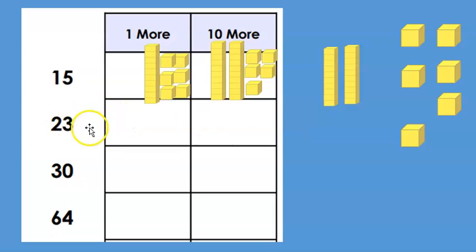Now you're going to do now this one by yourself. You're going to have to draw these out, okay? Remember, these represent a tens base block. I want you to draw that on your paper, okay? So you have 23, 30, and 64, okay?